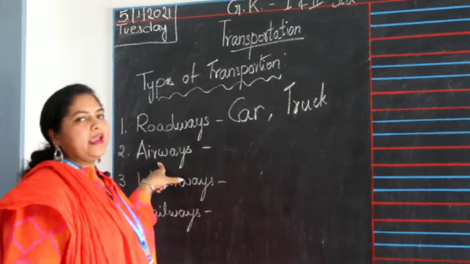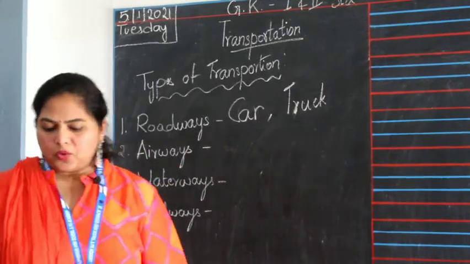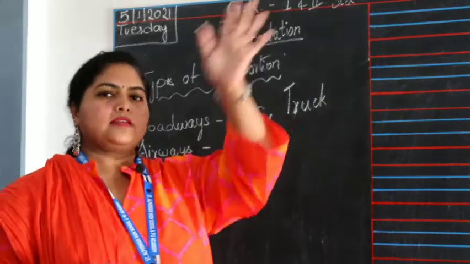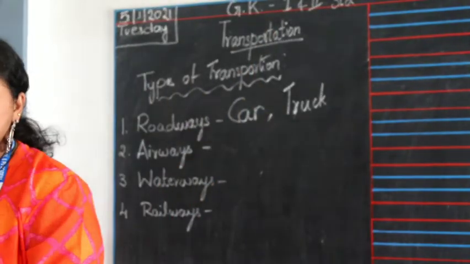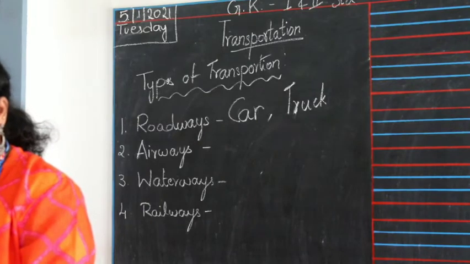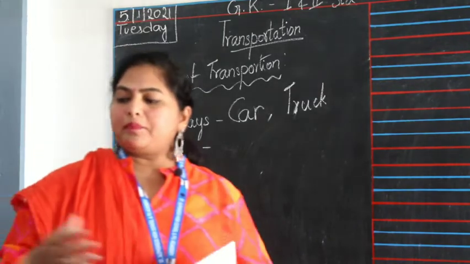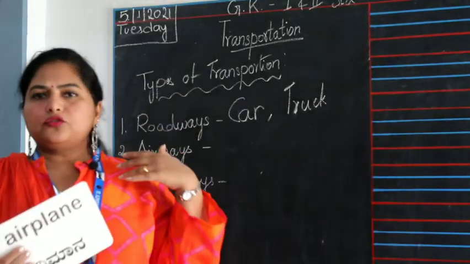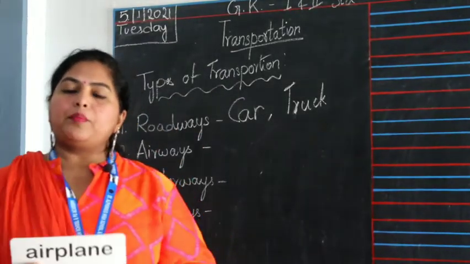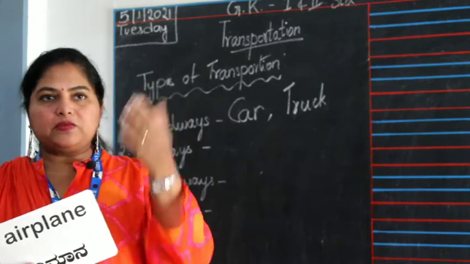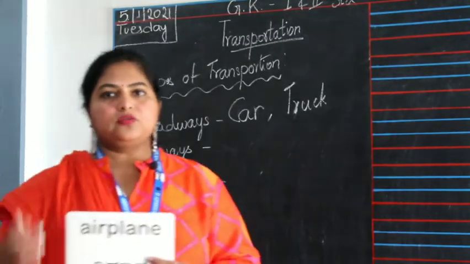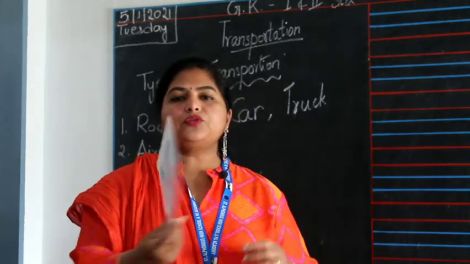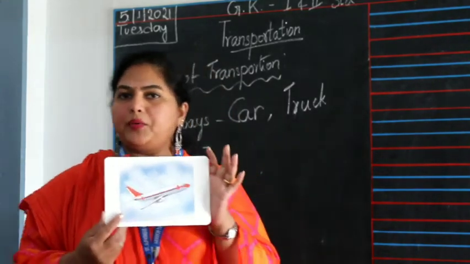Next is the airways. What is air? When the vehicle moves in the air, when it flies, is the airways. That's nothing but your aeroplanes. When you want to go far away, buses and trucks take you a few kilometers, some distance. But when you have to go to a place where there are no roads made, you have to go faster and to a far away distance, then you use airways, aeroplanes.